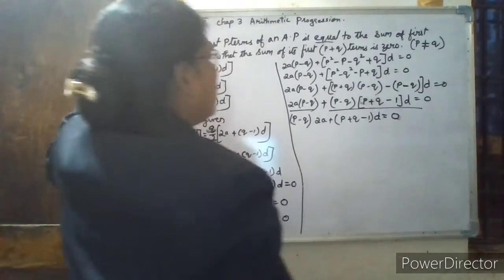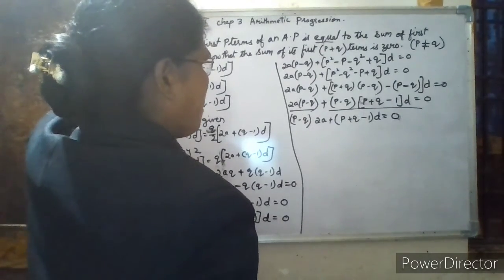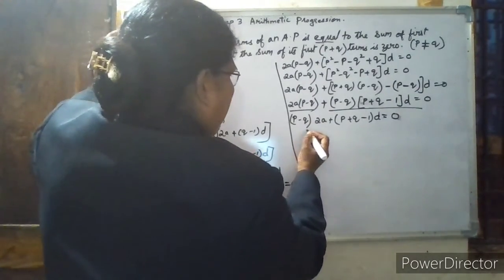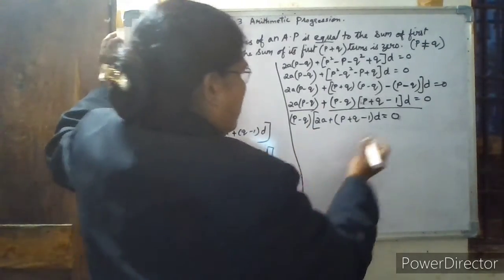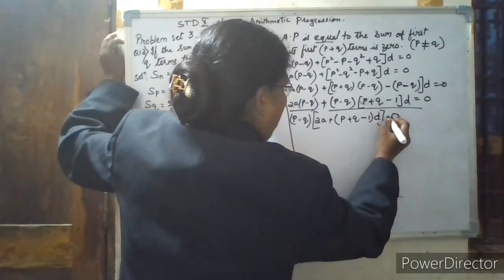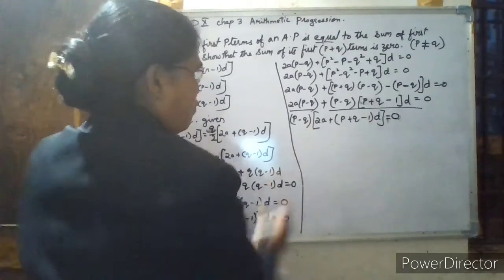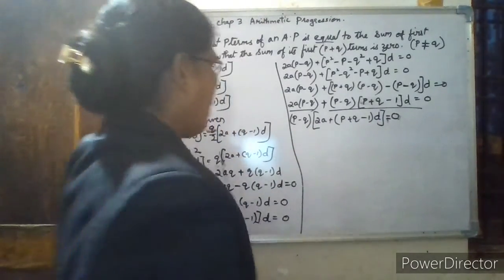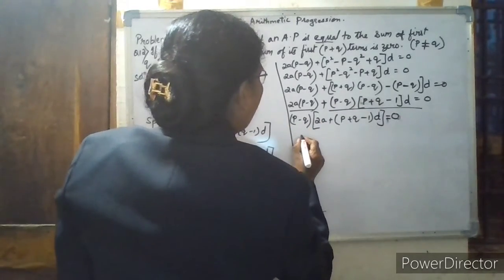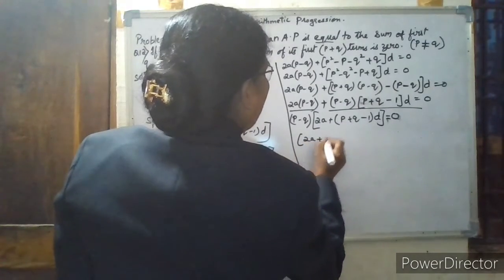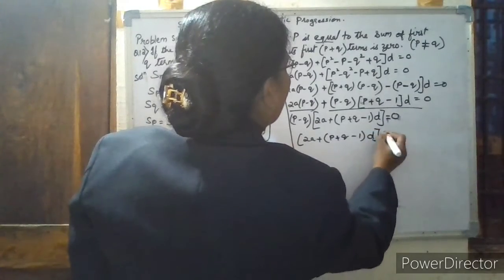After taking out the common P minus Q, we take it to that side. So this whole thing in the bracket is equal to 0. Now they are in the factor form. When they are in the factor form, I can take this side. So it is 2a plus p plus q minus 1 into d is equal to 0.